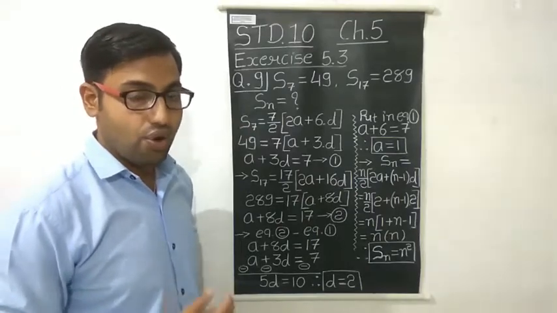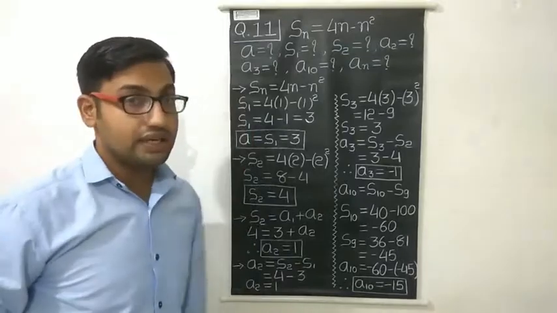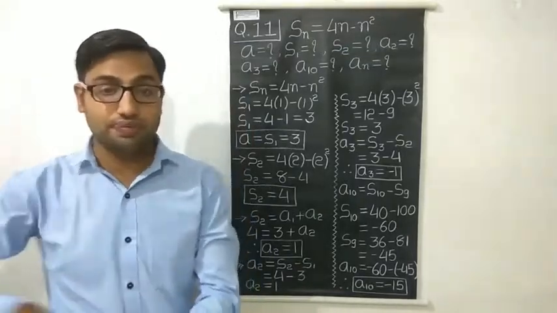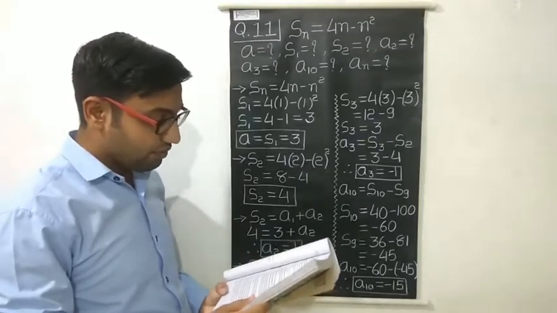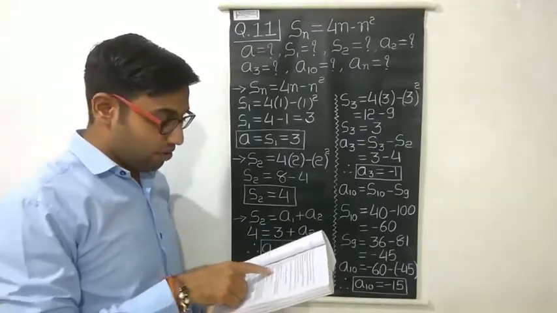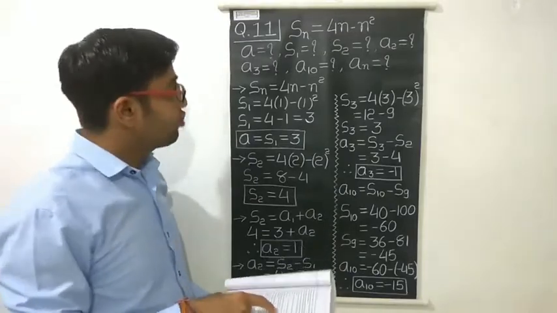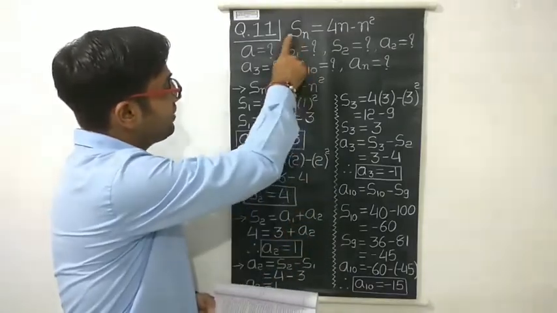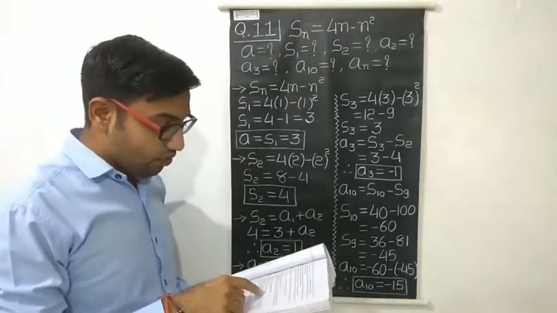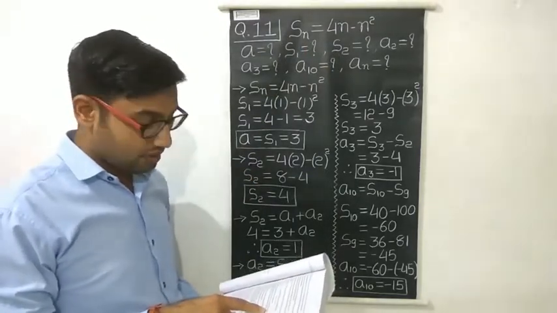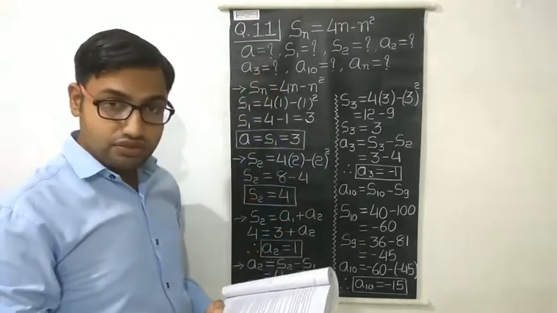Okay. So let us study question number 11. And what is the question? The question is: if the sum of the first n terms of an AP is 4n minus n square, so we are given the sum of the first n terms, Sn, is equal to 4n minus n square. What is the first term? We have to find out the value of the first term, that is S1.